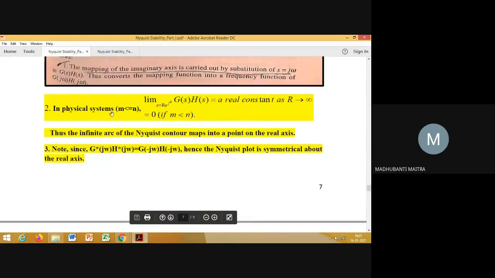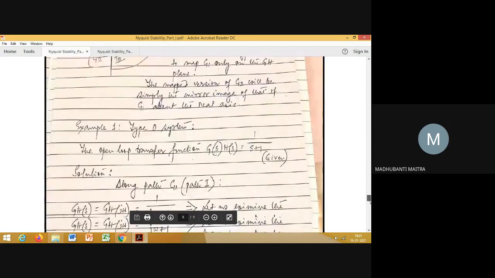You see, in physical systems, we have already claimed that where m is less than or equal to n, path 2 will be mapped onto a real value if m is equal to n, and if m is less than n, then path 2 will be simply the origin of the GH plane. That we can see, yes, our claim is true because this is the origin. Okay. Yes, ma'am. Okay.